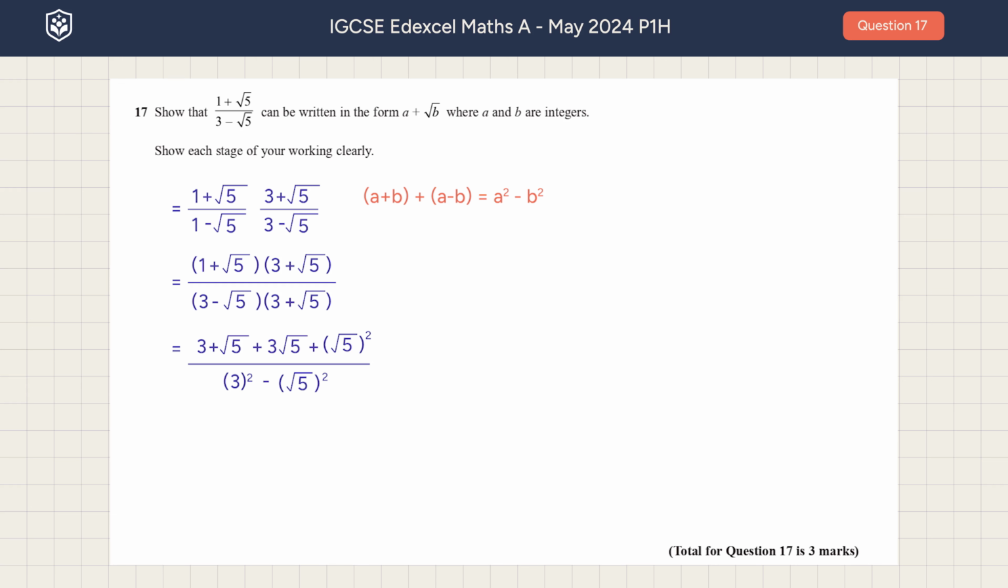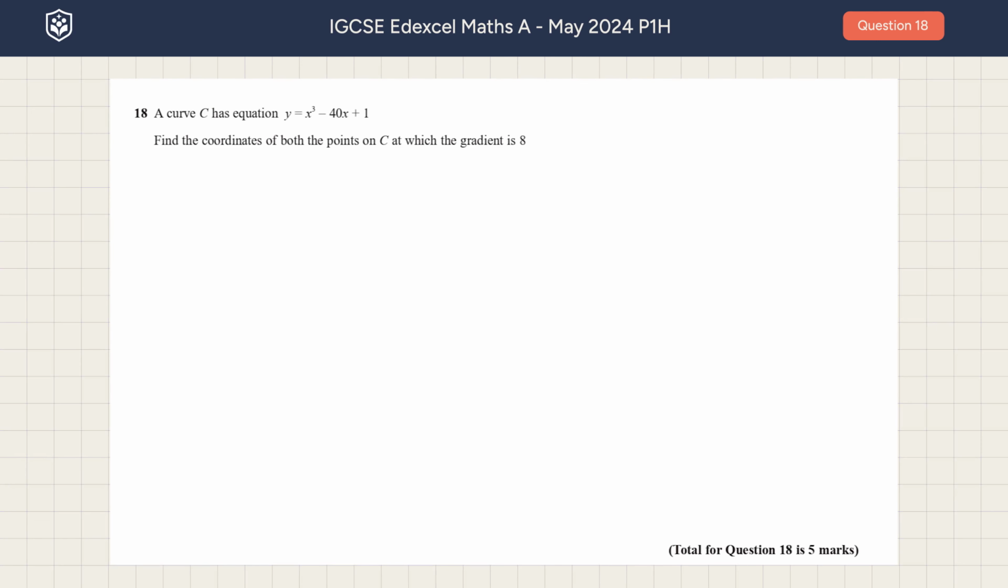Now we continue to simplify. Remember, you can only add the surds if the number inside the surd is the same. And the square of a surd is the number itself, so the top will be 3 plus 4 root 5 plus 5. Now the bottom, which will be 9 minus 5. This then equals (8 plus 4 root 5) over 4, which equals 2 plus root 5, which is the answer.